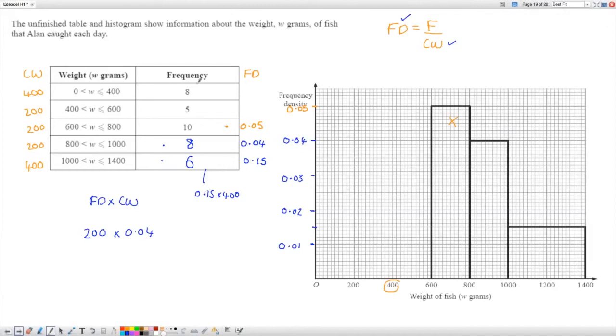Now how is this going to help us find our two values here when we need to plot them? Well, we need to know the frequency density. So for our value here, frequency 8 divided by class width 400. 8 divided by 400 is 0.02. Working out our next one, coming down this part, we've got 5 divided by 200, which gives us our frequency density of 0.025. Now taking our ruler, we can plot both of those onto our graph.